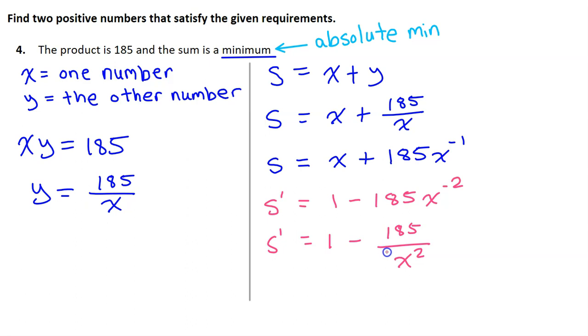It is usually in our best interest to rewrite an expression like this, where you have more than one term and a fraction, as a single fraction. So we can do that by multiplying this little 1 here by X squared over X squared. This gives us like denominators. So we can now write S prime as X squared minus 185 over X squared.